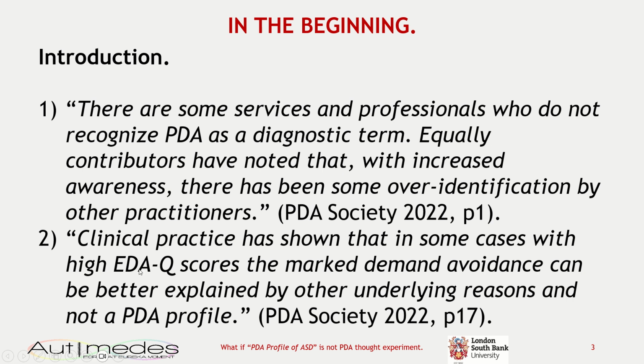And the second quote is talking about the Extreme Demand Avoidance Questionnaire, which is an observer-rated screening tool for PDA in children with limited to mild intellectual disabilities as well, off the top of my head. But basically, the quote says that clinical practice has shown that in some cases with high EDA-Q scores, the marked demand avoidance can be better explained by other underlying reasons and not a PDA profile. So the basis is saying EDA-Q gives false positives, which I think some people could potentially question in that interpretation by that report. So, moving on.